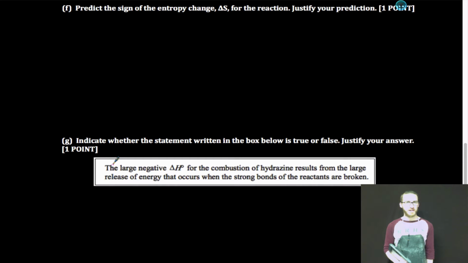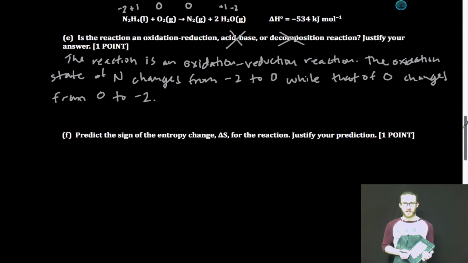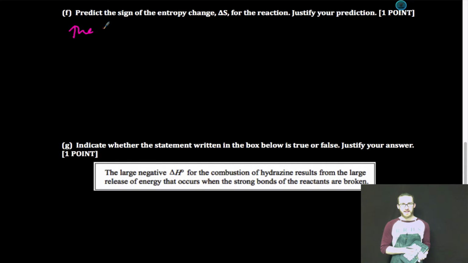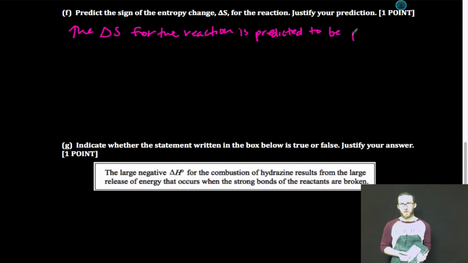Part F. Predict the sign of the entropy change, delta S, for the reaction. Justify your prediction. Alright, let's head back up here and take a look at the reaction. Thinking about entropy or disorder, notice that we start with 1 mole of liquid, 1 mole of gas, and we form a total of 3 moles of gas. And recall that the gas state is more disordered. It's a greater entropy. The delta S for the reaction is predicted to be positive.